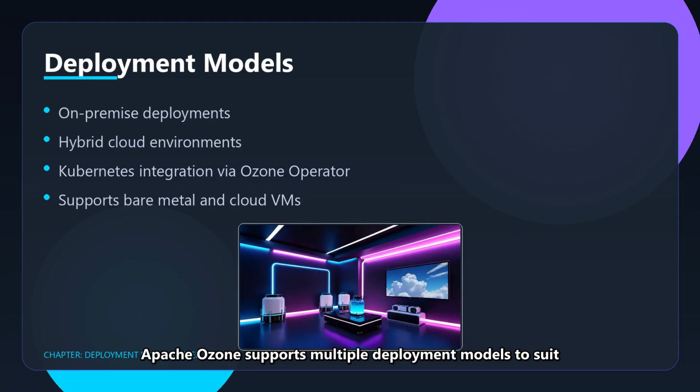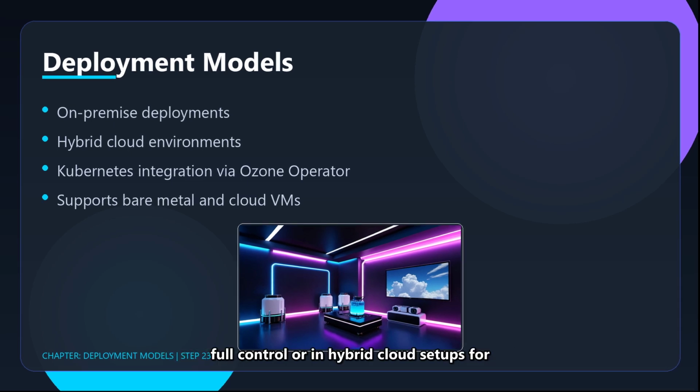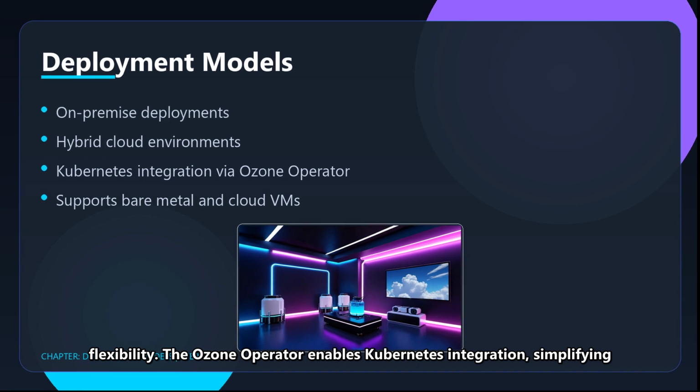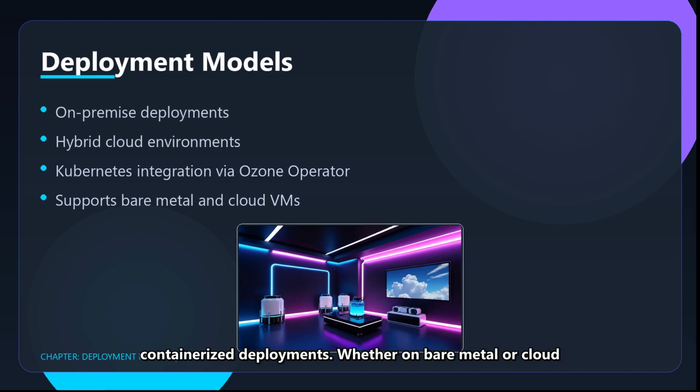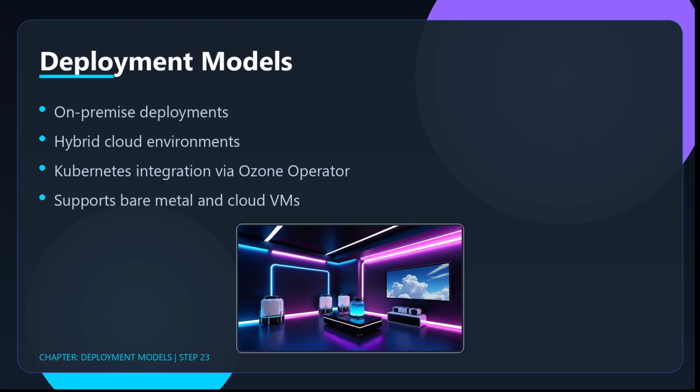Apache Ozone supports multiple deployment models to suit different environments. It can be deployed on-premise for full control or in hybrid cloud setups for flexibility. The Ozone operator enables Kubernetes integration, simplifying containerized deployments. Whether on bare metal or cloud VMs, Ozone adapts to your infrastructure needs.